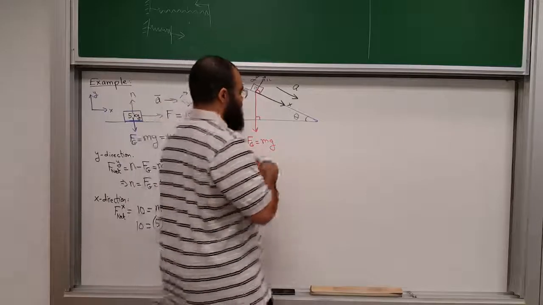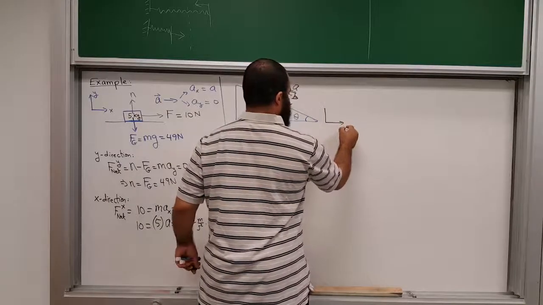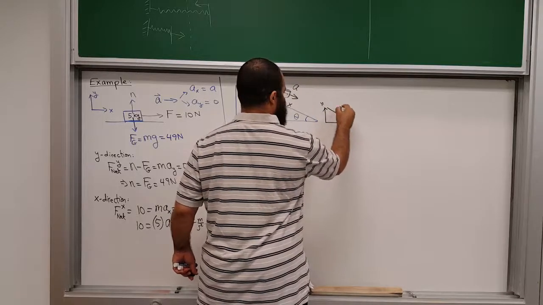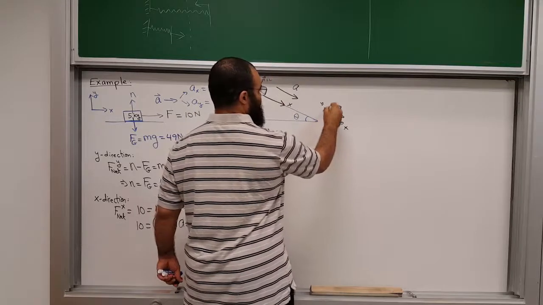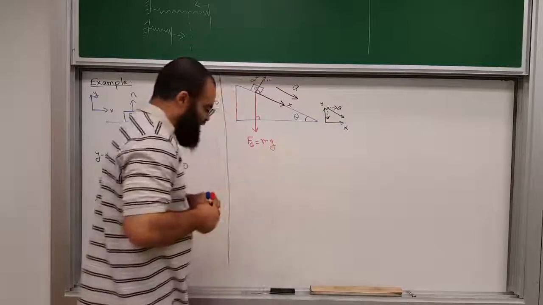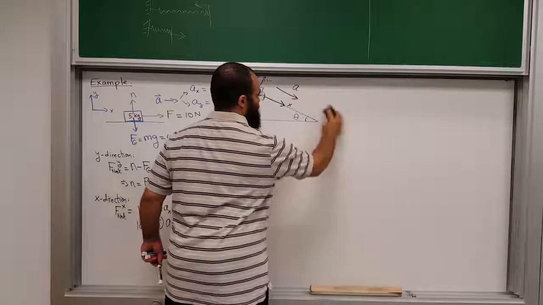I said in the earlier video that if I chose this to be the x and this to be the y, and my acceleration is like this, along the ramp, then the acceleration will have a component along the y and a component along the x, and that just complicates the problem immensely. So this is not a good idea, right?